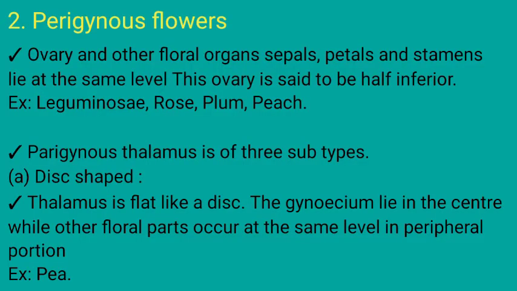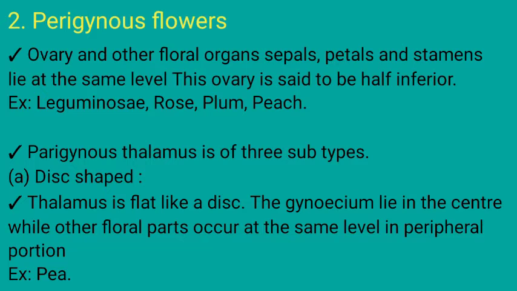The next type is perigynous flowers. Ovary and other floral organs like calyx, sepals, corolla, petals, androecium, stamens lie at the same level. This ovary is said to be half inferior or half superior ovary. Example: Leguminosae family plants, rose, plum, and peach. Perigynous thalamus is of three subtypes, such as disc-shaped, cup-shaped, and flask-shaped thalamus containing perigynous flowers.